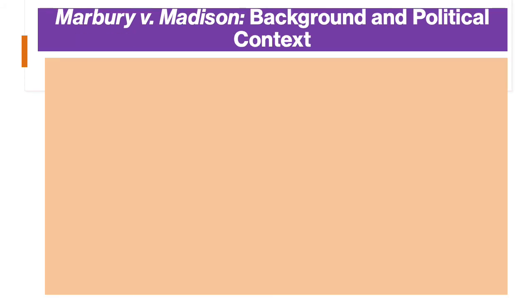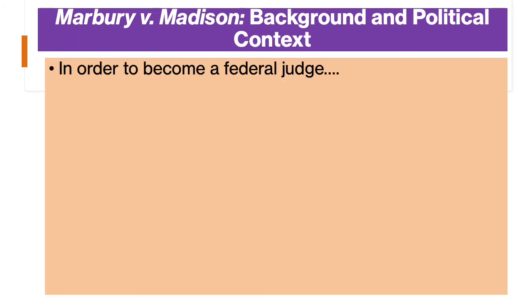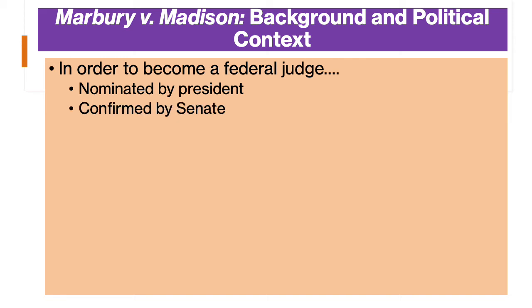All right, last little bit of historical background. Now, in order to become a federal judge, there's a couple of things that need to happen. First, you need to be nominated by the president. So John Adams nominated a bunch of Federalist judges to serve on these newly created judgeship positions. Next, that nominee needs to be confirmed by Senate. And once you're confirmed, then you're on your step to becoming a judge.